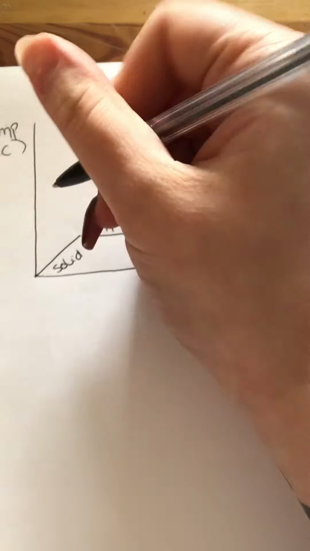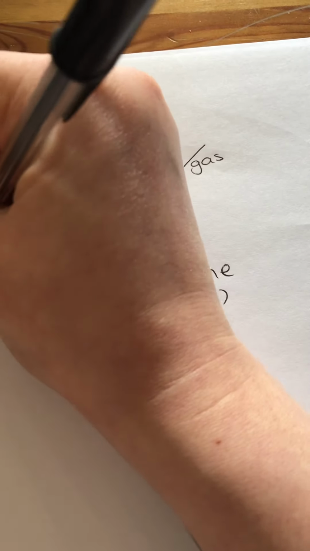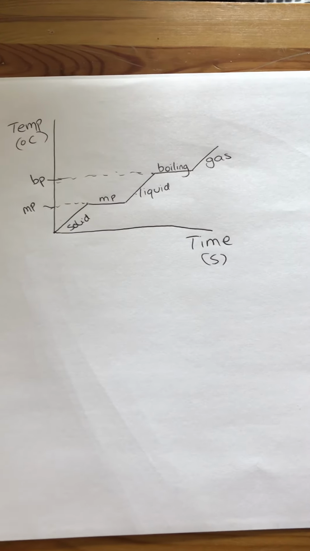So if we look across, where we've got the melting, I've put MP there for melting point. This would be the temperature of our melting point. And here, if you go across, make sure obviously it's straight. I'm trying to do this one hand. Here we have our boiling point. So it looks a little bit like this.